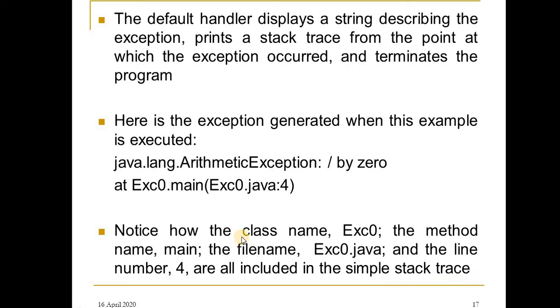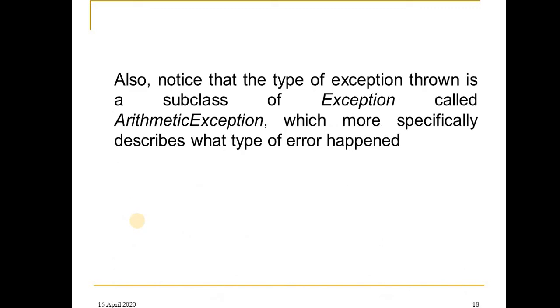So this is an example of a program not handling the exception. In that case, the exception is handled by the default handler, and the default handler will generate these statements. That is, it will display a string representing that exception, and it will display the stack trace indicating where the exception occurred. Also notice that the exception type thrown is a subclass of Exception called ArithmeticException, which more specifically describes what type of error happened. So the first line tells you what type of exception occurred. It is indicating that it was an arithmetic exception because you tried to divide by 0.